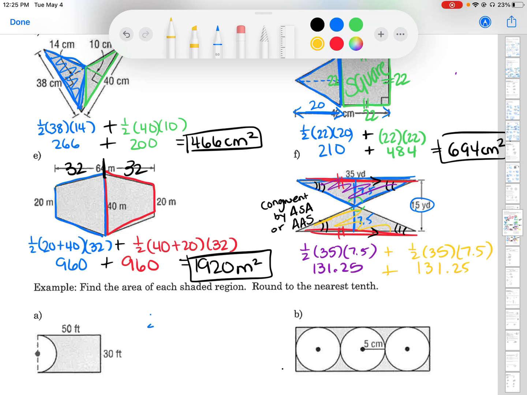And when we add them together, we are going to get 262.5 yards squared.